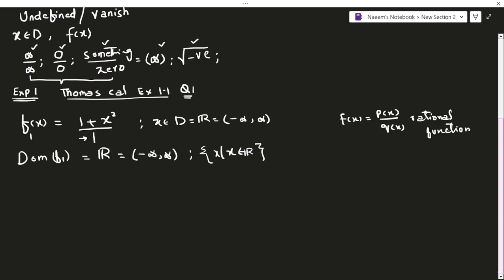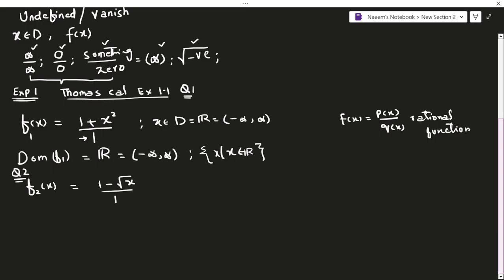Okay, see f2 of x. This is question number 2 of the same exercise. f2 of x equals 1 minus square root of x. Leave this thing. Check whether this f2 is rational or not. This is not a rational function. Here the denominator is strictly 1, so we cannot get any one of these three forms.